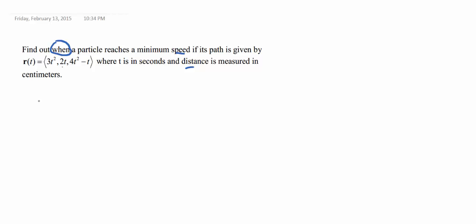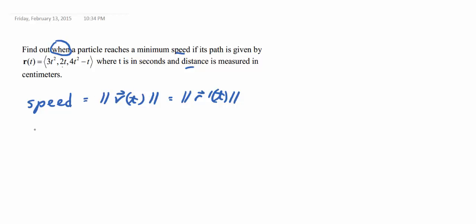So what's the speed? The speed is defined to be the magnitude of v of t, the velocity vector, which is, of course, the magnitude of r prime of t. So let's start by finding the function in terms of t that we want to minimize.